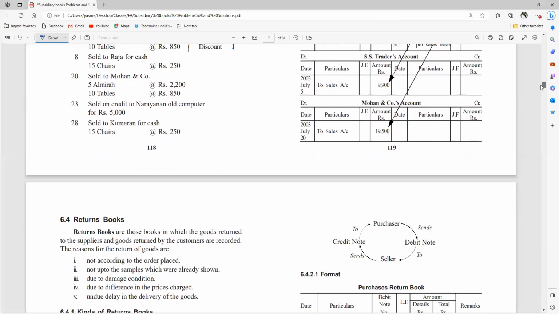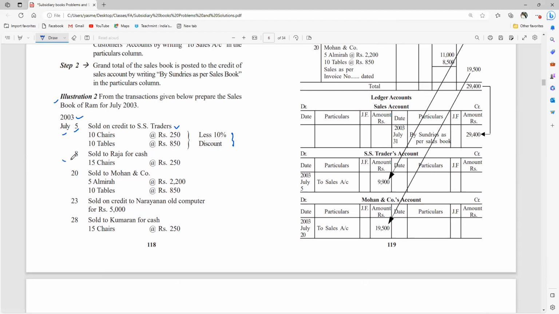Next transaction says that on 8th July 2003, sold to Raja for cash. Like I have already said, if it is a cash transaction, we are not recording it in the purchase or sales book. Though we have made a sale here, as we have received the cash amount, we are not recording this in the sales book. This should be recorded in the cash book.